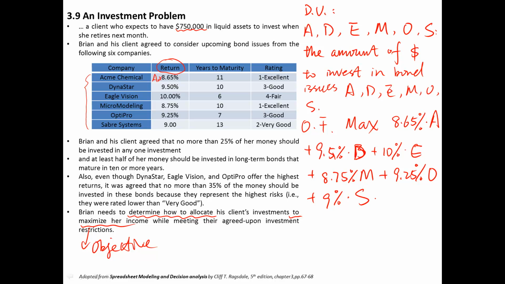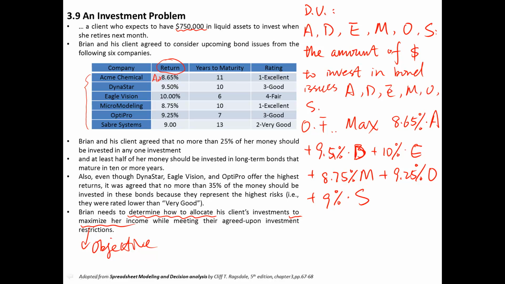Some people may include the principals that are invested, but here we only include the returns because we're talking about maximizing the income that comes from the return. And if we want to know the total amount of money that this client will get after this investment, we just add that $750,000, which is the principal. So with this, we take care of the decision variables and the objective function. Now let's look at the constraints.